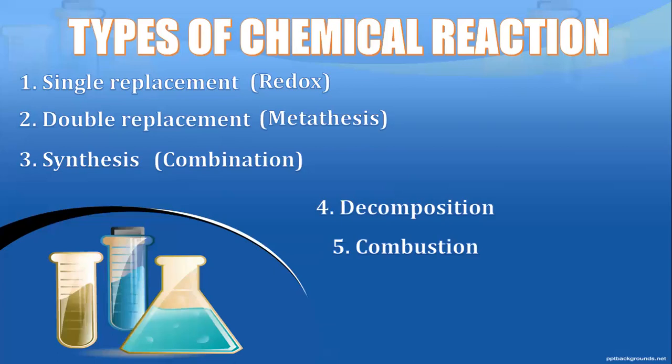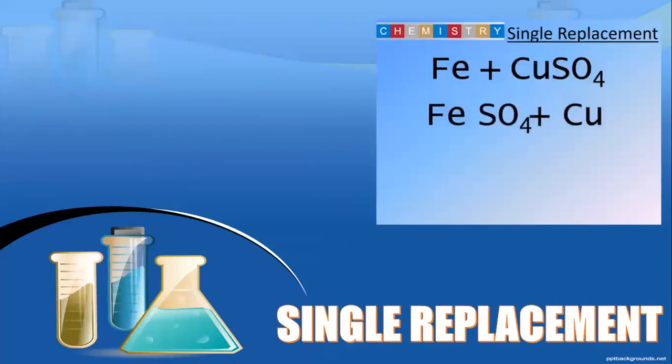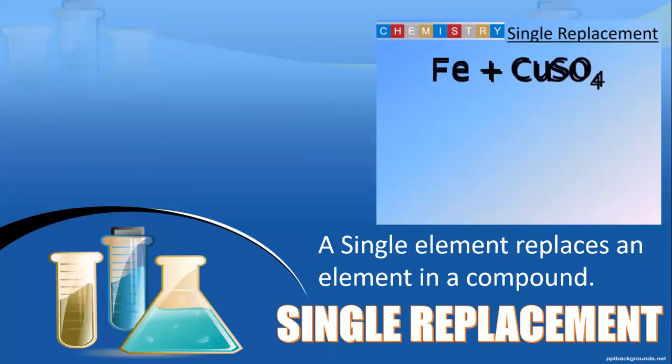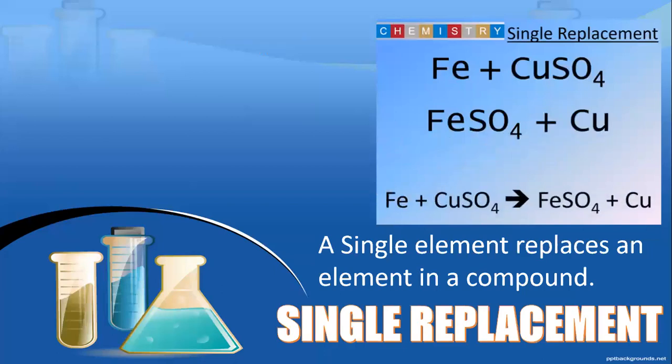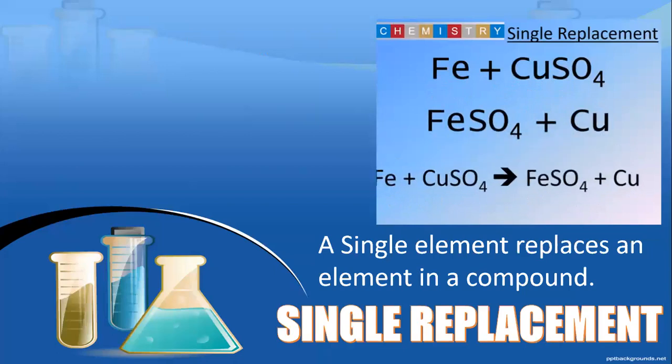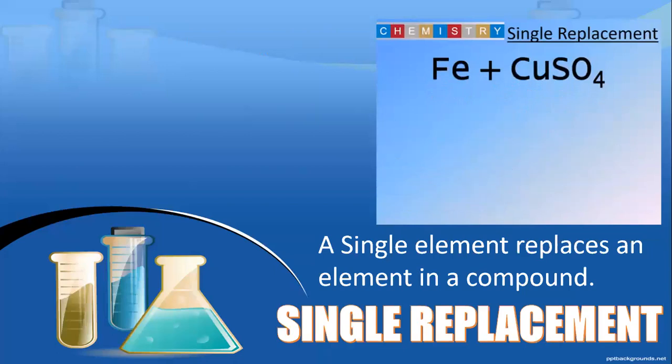So let's talk first about single replacement. From the word single, it means one uncombined element replaces another element in an ionic compound. This shows that the reactants are composed of positively charged ions and negatively charged ions. Here, there are two reactants and two products.